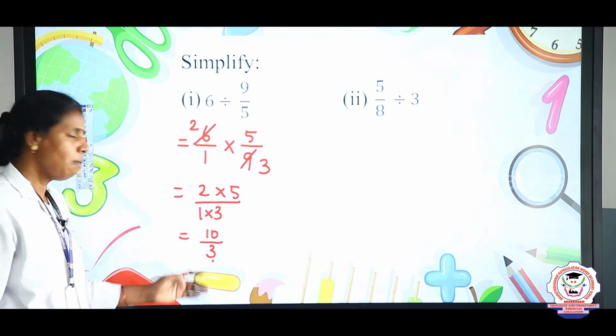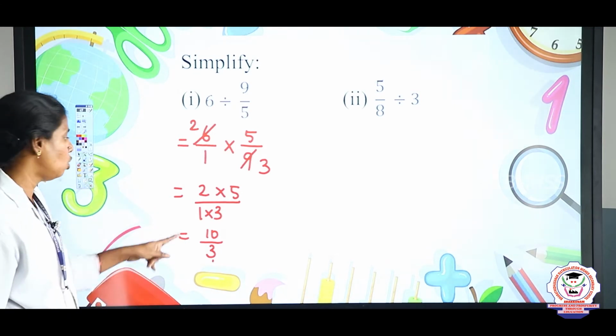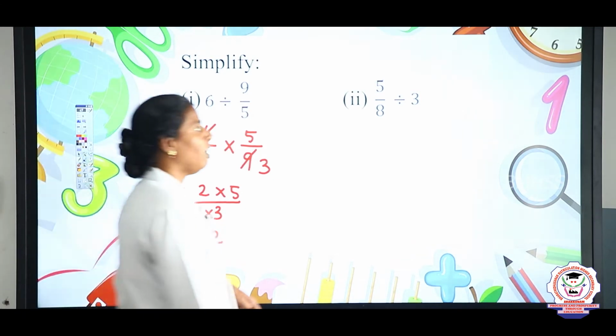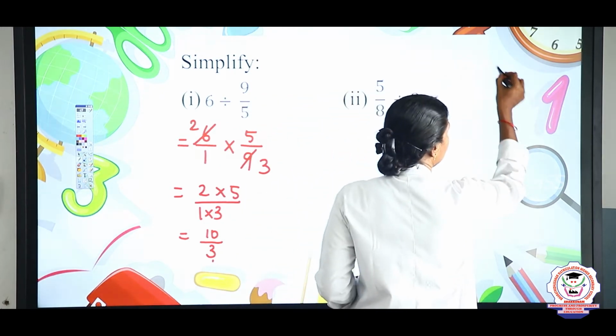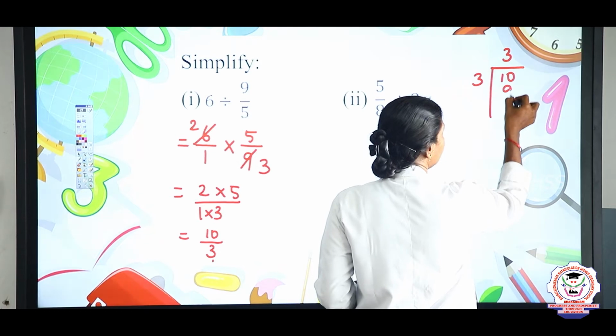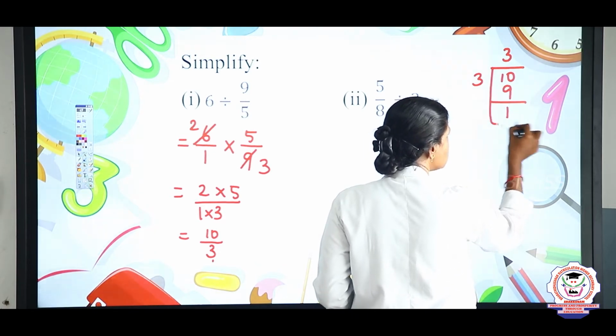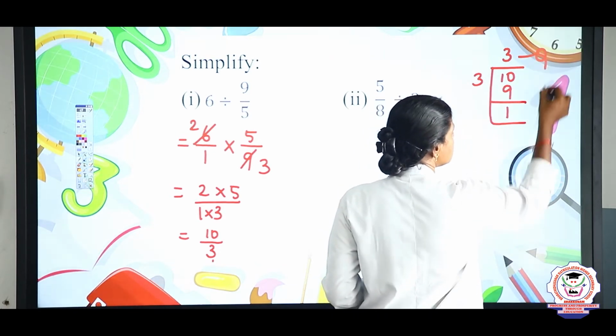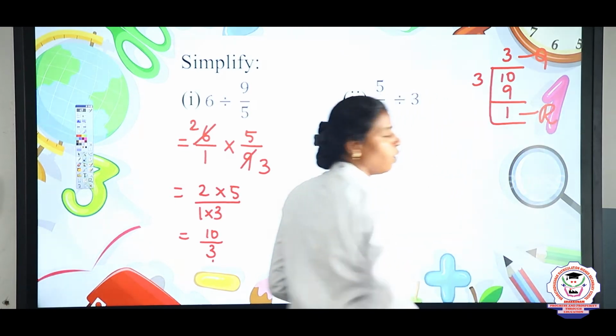we can write this improper fraction as a mixed fraction also. So first we need to divide 10 in the 3 table. 3 3s are 9 and remaining is 1. So quotient is 3 and remainder is 1.